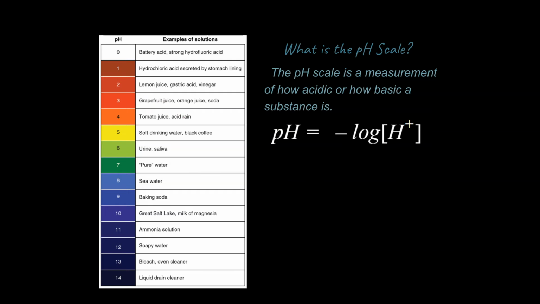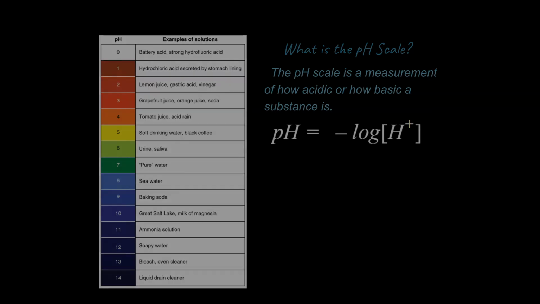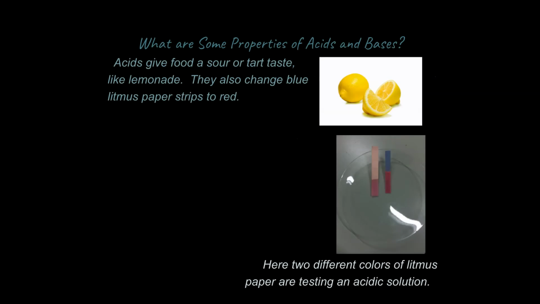So that's what we mean by the pH scale, and the fact that it's a log scale tells us that we have very wide ranges of amounts of these things. Okay, that's a little bit about pH, but what is pH useful for? Well, it's useful for measuring how acidic or how basic something is. And so what does it mean to talk about acids and bases?